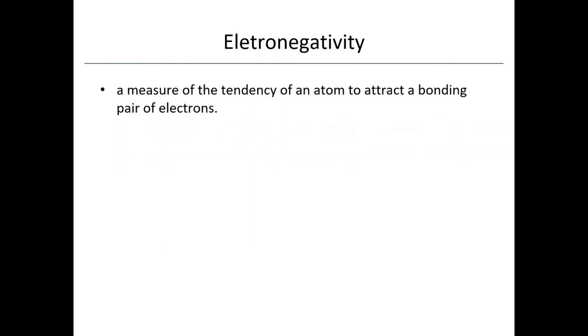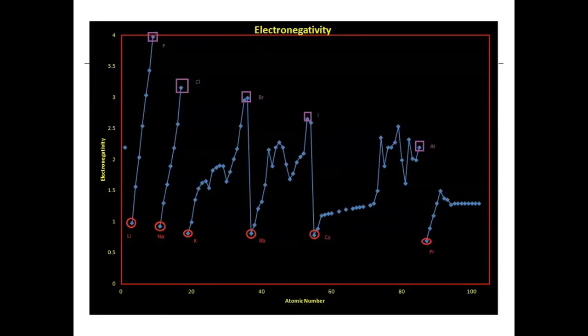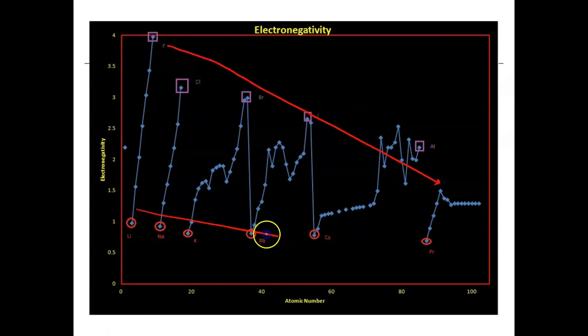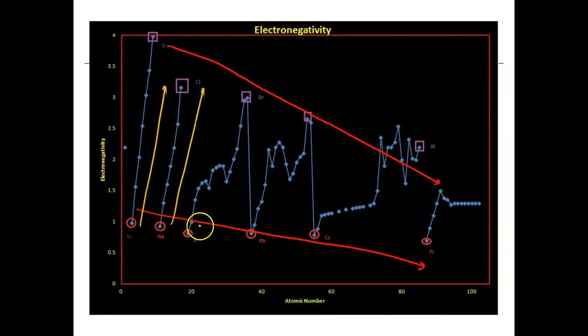Our final trend that we looked at is electronegativity. And electronegativity is a measure of an atom's ability to attract a bonding pair of electrons, looks at how it would share it with other atoms. Okay, and if we look, we can see that as we go down a group, my electronegativity decreases. But as I go across a period from left to right, electronegativity will increase.